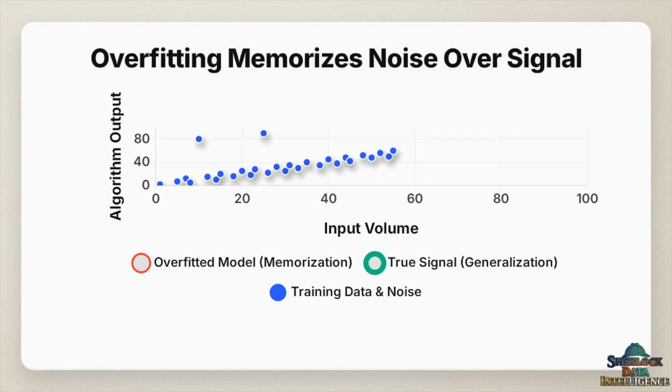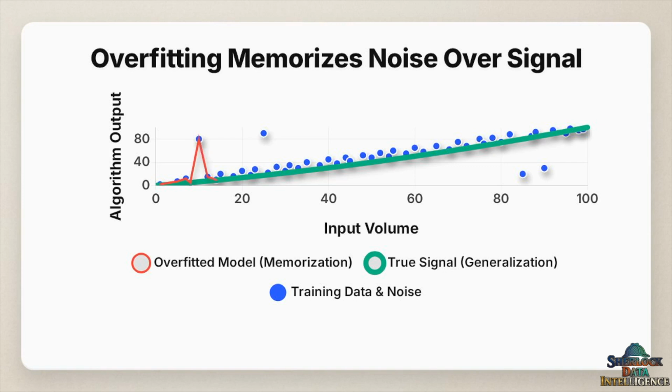This is a scatter plot representing the information we feed an algorithm. The blue dots follow an upward trend. That's the true signal, the actual law of reality we want the machine to learn. But there's also random variation in the data, which is just noise. A successful algorithm draws a smooth, elegant curve straight through the center of the cluster. It ignores the outliers because it understands that the broader trend is what actually matters.